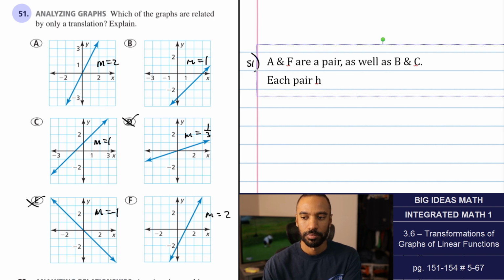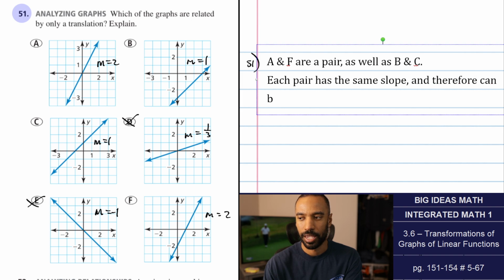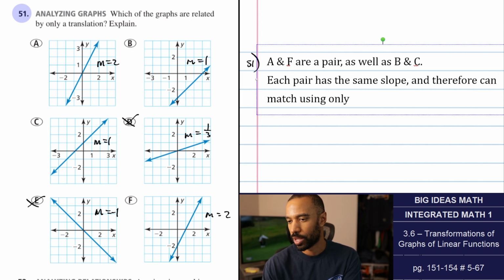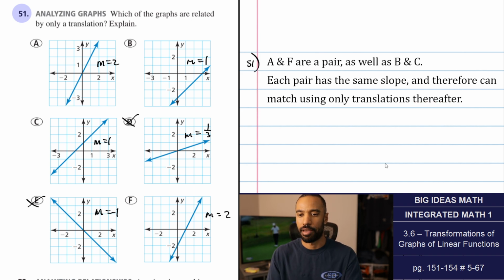Each pair has the same slope and therefore can match using only translations thereafter. All right, number 52.